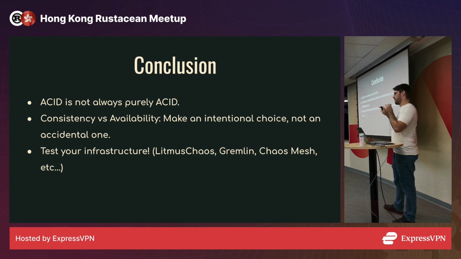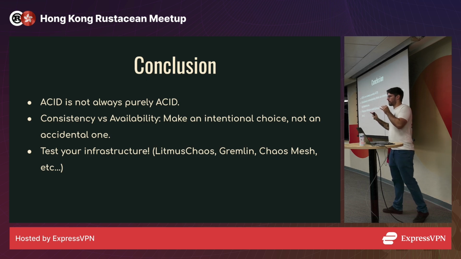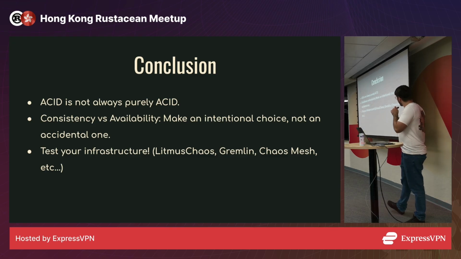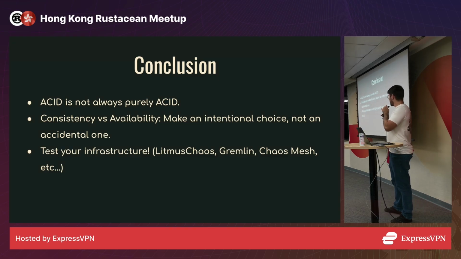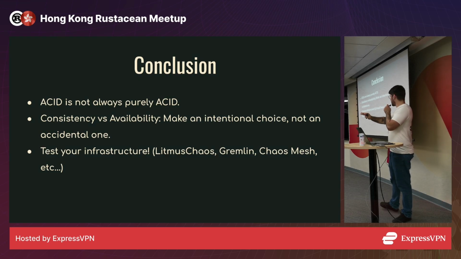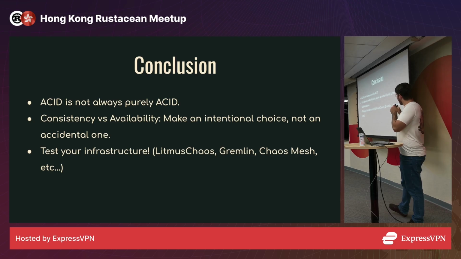There is this CAP theorem. It's very much talked about in the Designing Data-Intensive Applications book. It's a really nice book. I recommend everyone in here to read it. Basically, you have to make a choice. You are either prioritizing availability or you are prioritizing consistency. If you make an accidental choice, bankruptcy can happen.